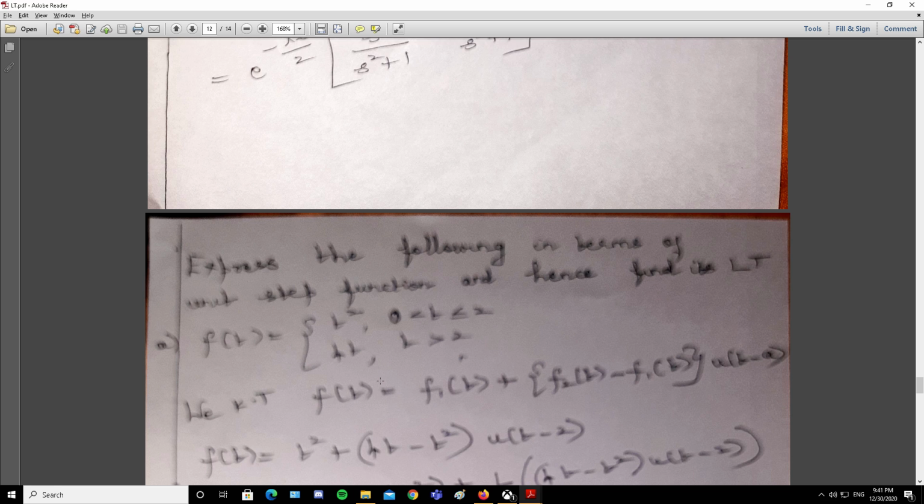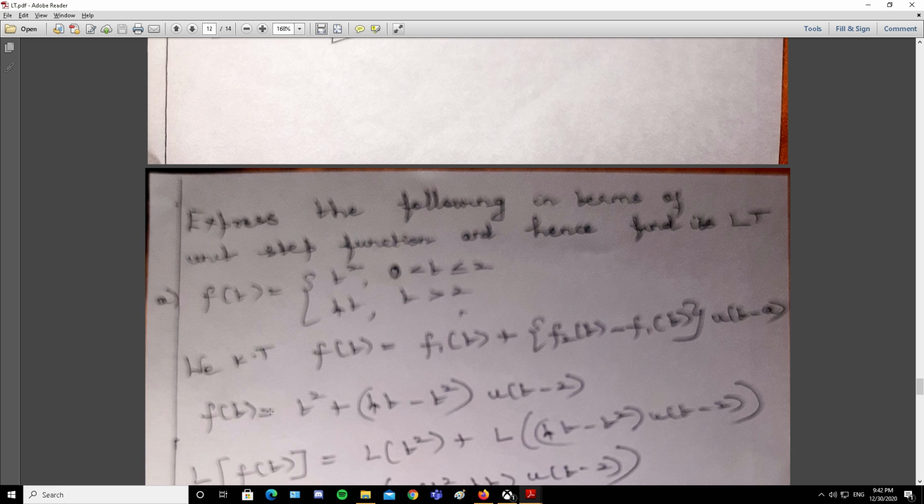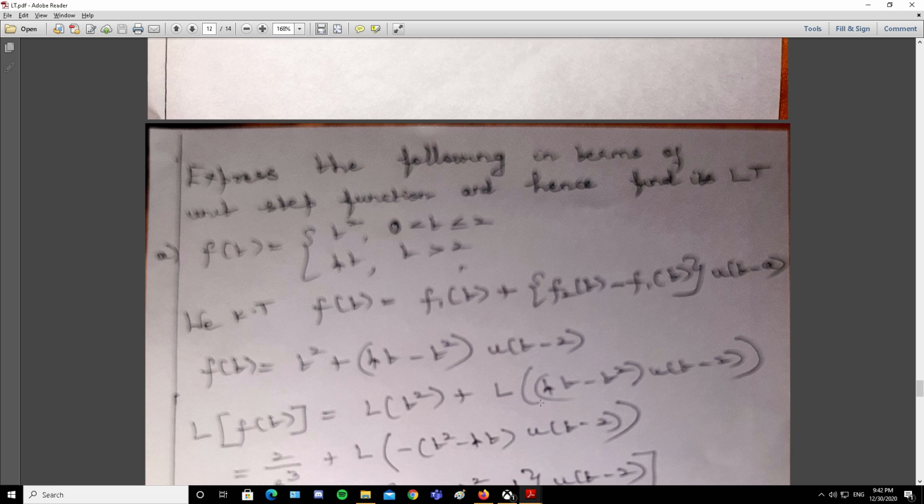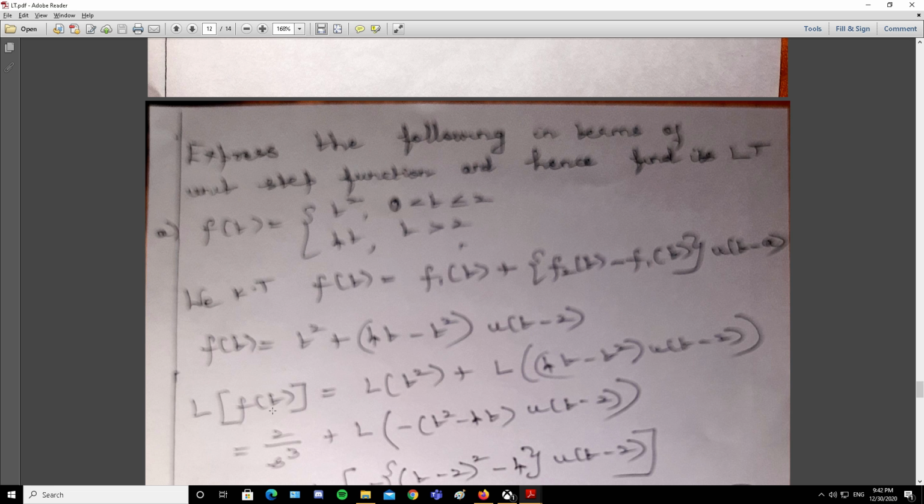If you have a problem defined in two subintervals, make use of theorem 1. What is theorem 1? f of t equals f1 plus f2 minus f1 into u of t minus a. So what is f1? t square. What is f2? 4t. And what is a? 2. So f of t equals t square plus 4t minus t square into u of t minus 2. Then take Laplace on both sides. So Laplace of f of t.